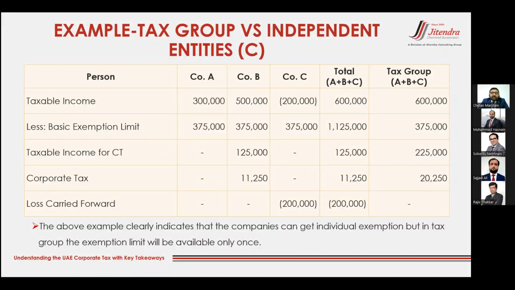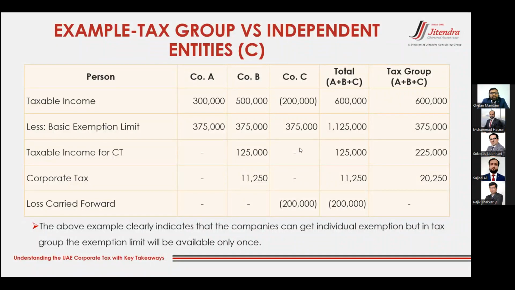Now, let's assume that they are forming a tax group. So moving to the last column, their total taxable income will be 600,000, and they will have only a single basic exemption limit, that is 375,000 only. So their total taxable profit for the group will be 225,000, and on that they will pay corporate tax at the rate of 9%, that is 20,250. So here we can clearly see that because they form the tax group, they are paying 9,000 higher tax in this example. And this is one of the biggest disadvantages of forming a tax group, but this condition may vary depending on the profitability of the companies.